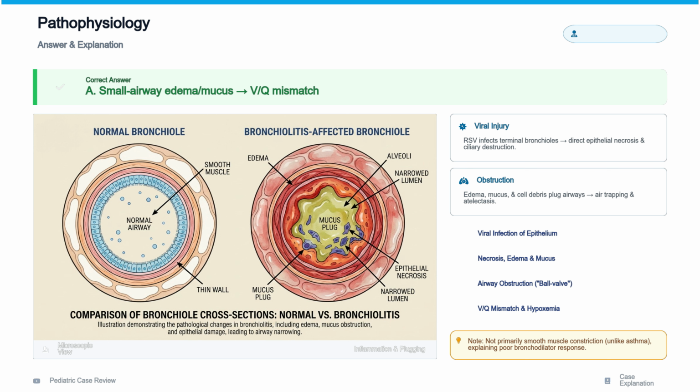Viral injury causes epithelial necrosis, edema, and mucus plugging in terminal bronchioles. This leads to air trapping, atelectasis, and impaired oxygen exchange. The other options describe emphysema, chronic asthma remodeling, and neonatal respiratory distress syndrome, which are different pathophysiologic processes.